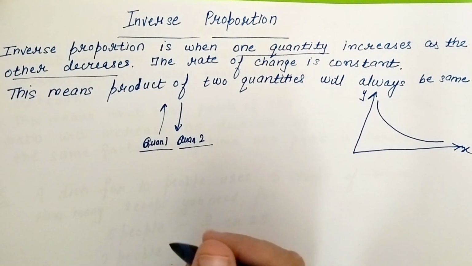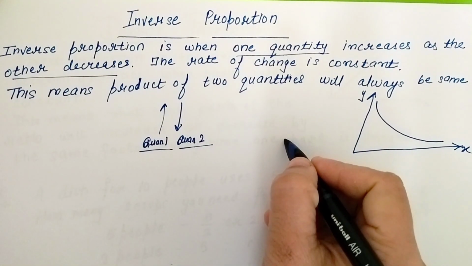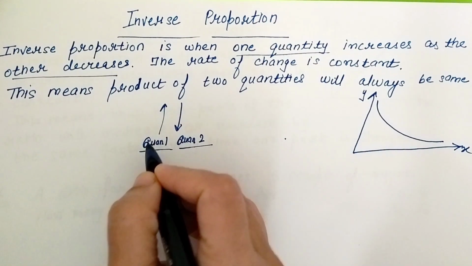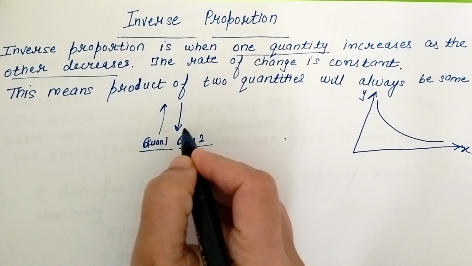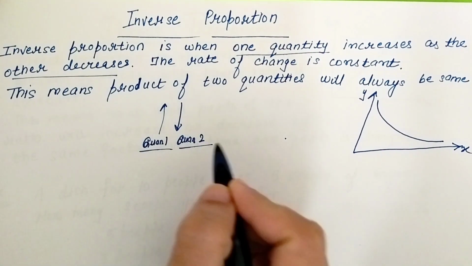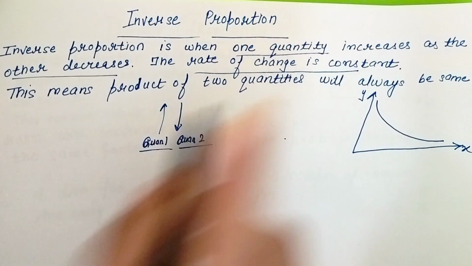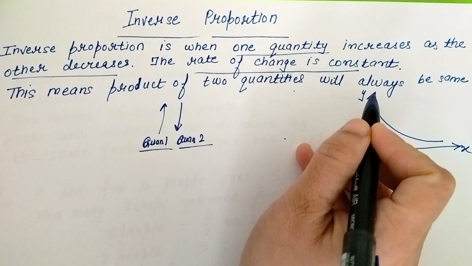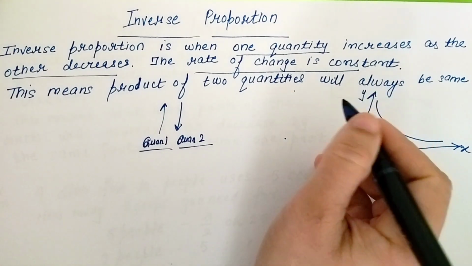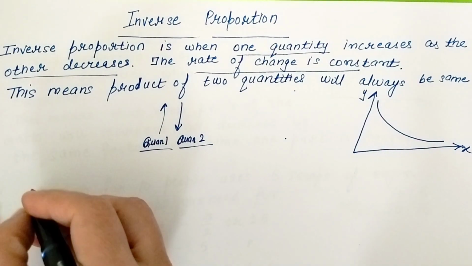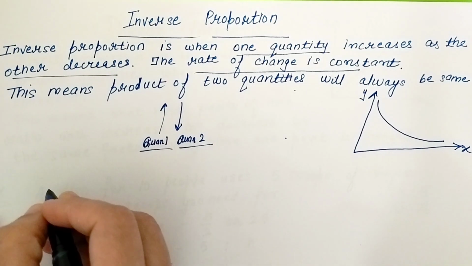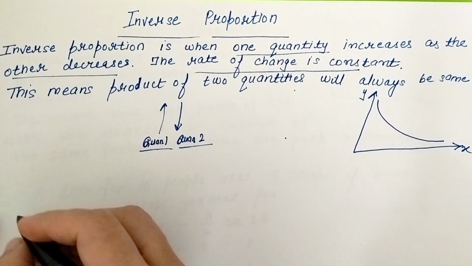Like in the last video we discussed direct proportion, and in direct proportion both quantities increase in the same ratio. Here one quantity increases and another quantity decreases, but in the same ratio. The rate of change is always constant. This means the product of the two quantities will always be the same. For example, you have questions about people and work, and those are very important questions for multiple choice exams.